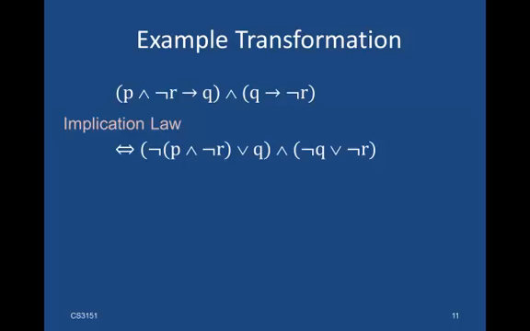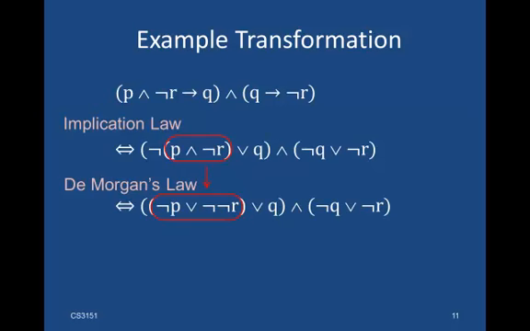Now we can use De Morgan's law to convert the subformula not P and not R. We negate P and not R, and the and is turned into an or. So the resulting proposition is not P or not R or Q and not Q or not R. Note that the last part of the proposition has not been changed.